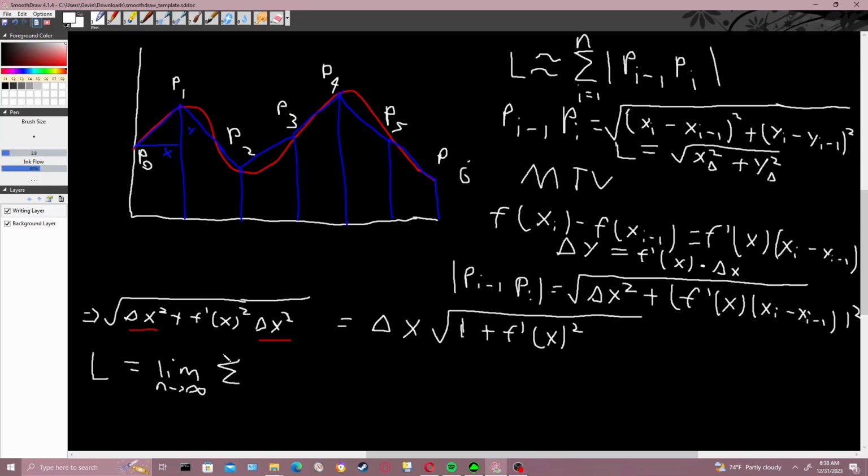Let me just write the little sigma, i equals 1, p i minus 1, p i equals the limit as n approaches infinity, the square root.